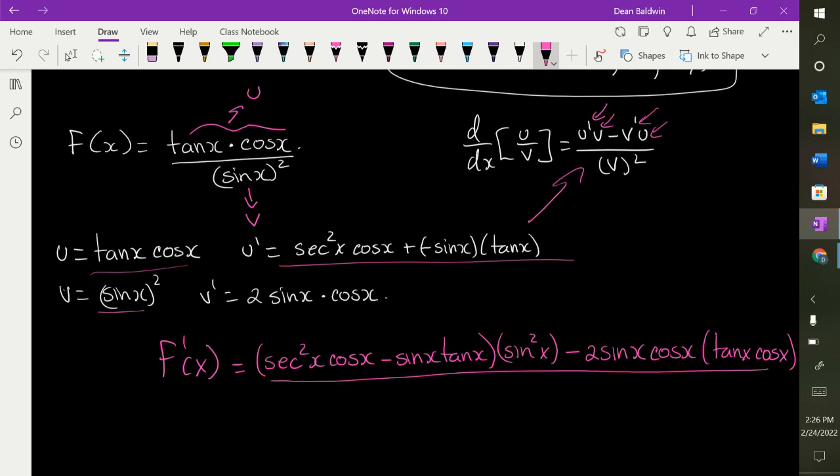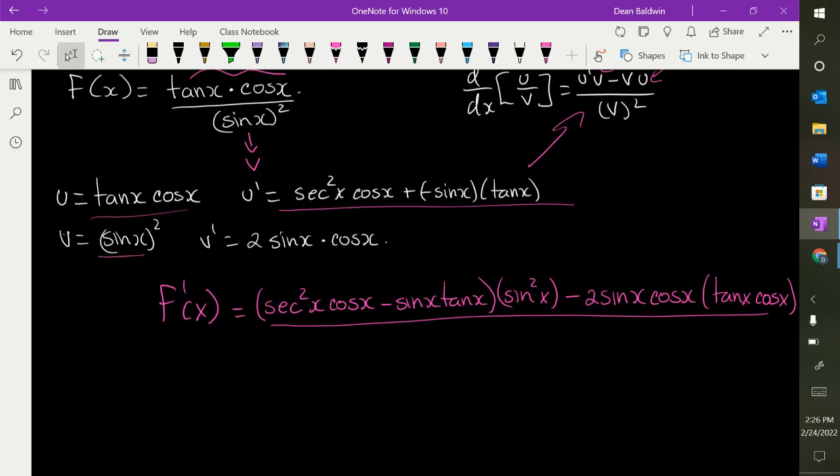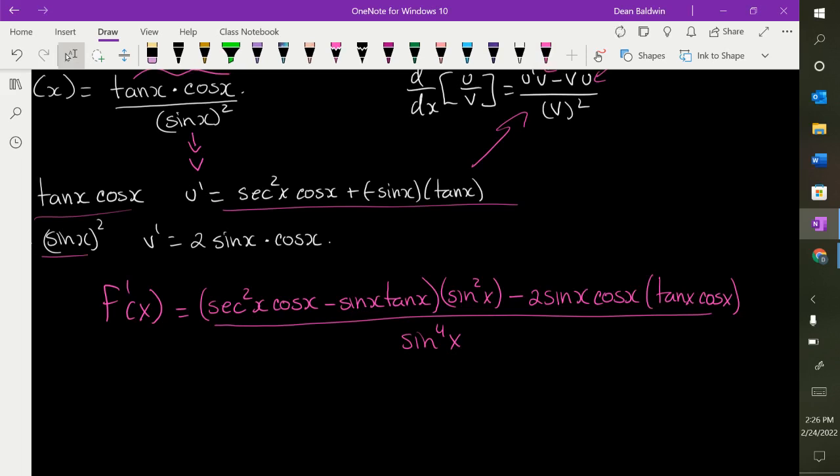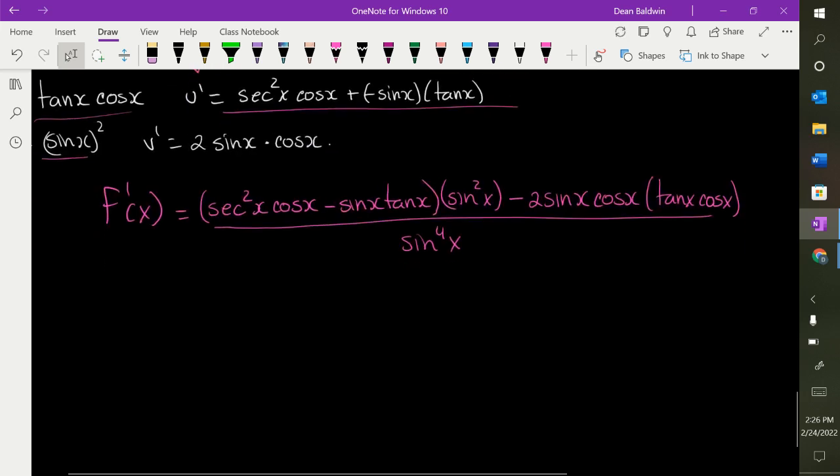Over v squared. V was sine squared, so if we square that, we get sine to the 4th x. Okay, now it's your grade 12 trig number 2 proving, in which case we get rid of all the secants, the tans, the cotangents, all of that goes away. Make everything sine and cos. So here we go.